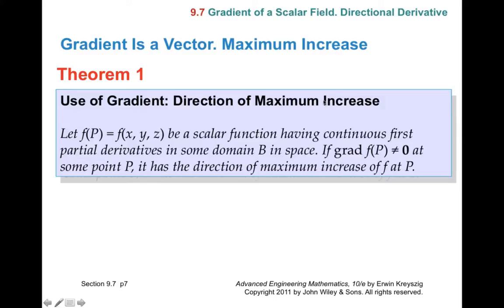Now, the use of the gradient can also be employed to determine the direction of maximum increase. So if you have a scalar function and you take its gradient, then the direction of that gradient vector gives you the direction of maximum increase at a given point. That can be useful, particularly if you're trying to do certain minimization kinds of things or looking at maximum rates of change in given directions.